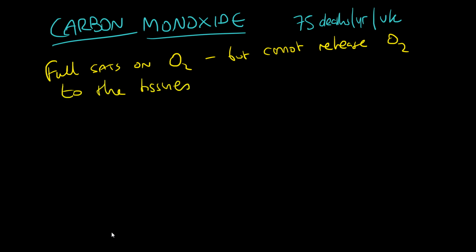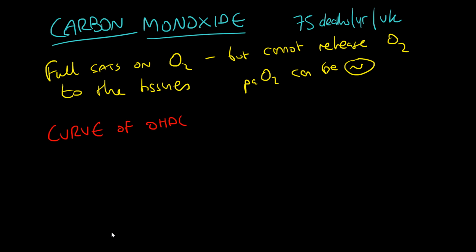They will have full sats on oxygen. You give them supplemental oxygen, and they'll have the full saturations. They'll have 100% oxygen saturations on an O2 monitor, but they cannot release the oxygen to the tissue, so that's why they get a tissue-related hypoxia. So the PaO2 on their ABG can be normal, but if you look at the co-oximetry, you will see their carbon monoxide levels in their body are not normal, and they can present in a variety of ways.